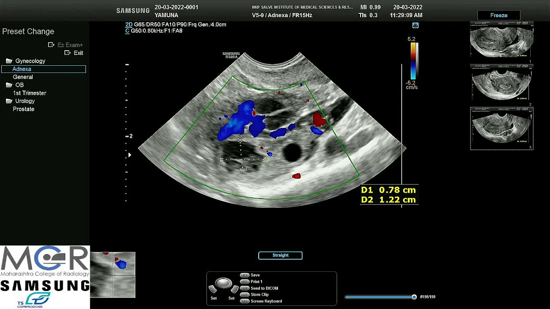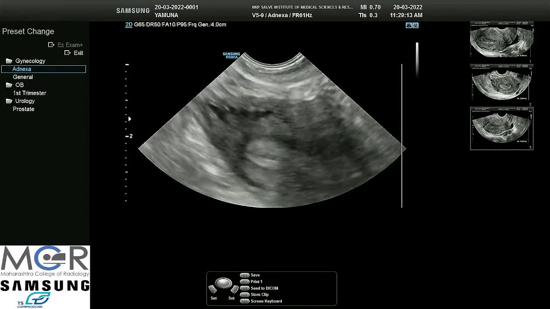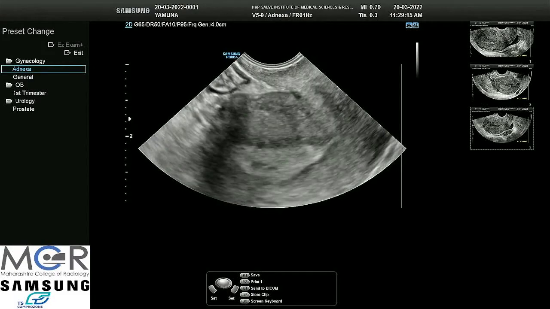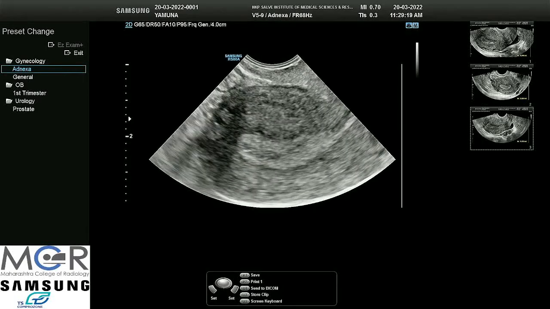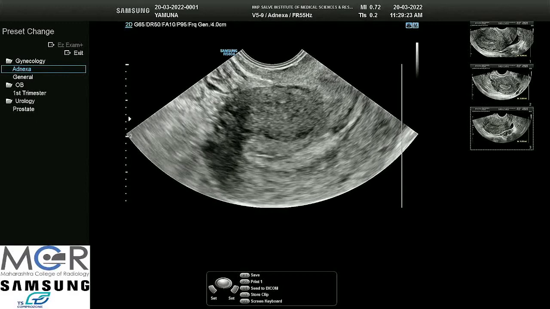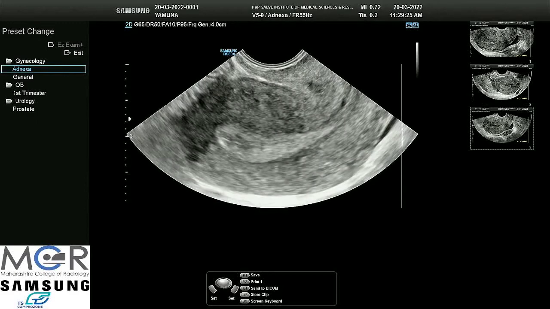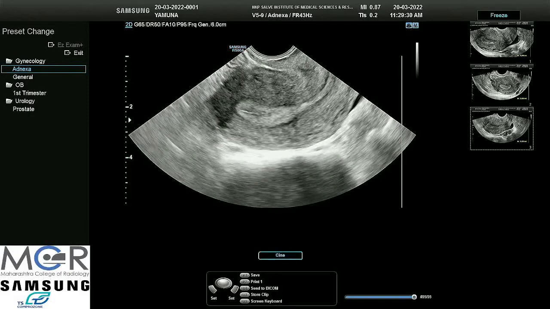Okay. So this was her endometrium. Fine. We have one more case of post-menopause. We will try to see the endometrium in a post-menopausal lady as well. Okay, thank you.